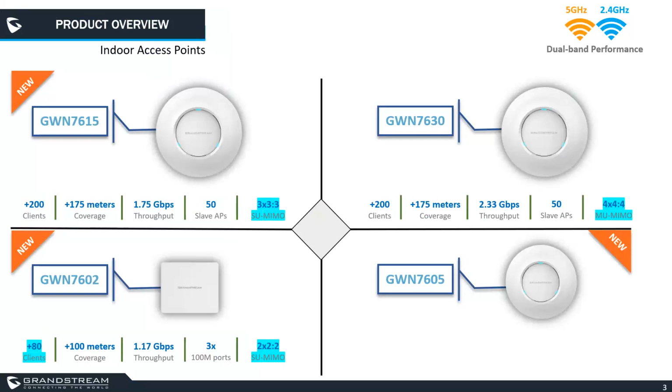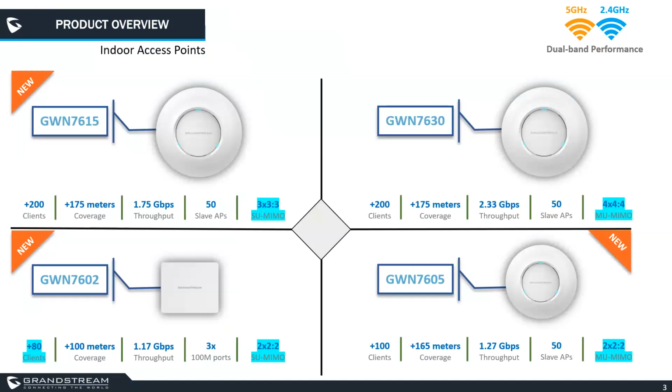And one thing that you're going to notice here is that the more antennas the access point has, the higher the throughput, because the more antennas allow the access point to actually talk to many different devices at the same time, especially when using the multi-user MIMO technology.